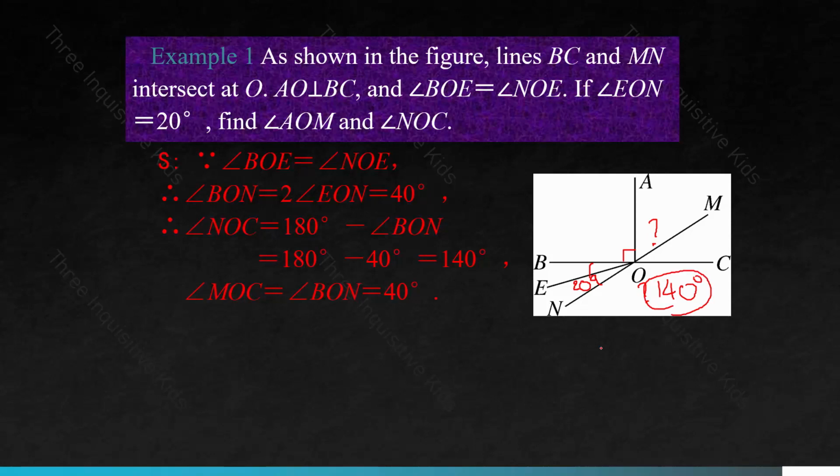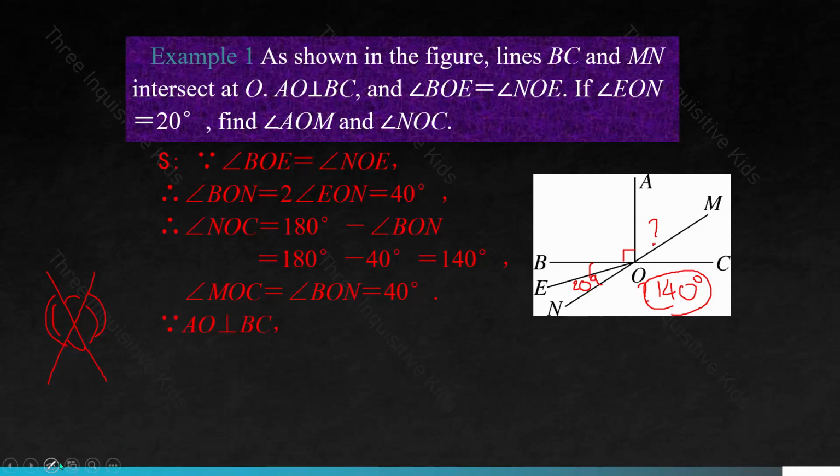Angle MOC is equal to angle BON. We know that because MN and BC are straight lines, which means that they are vertical angles. Vertical angles are always congruent. Vertical angles are when two lines intersect, the pairs of opposite angles that they form are congruent.